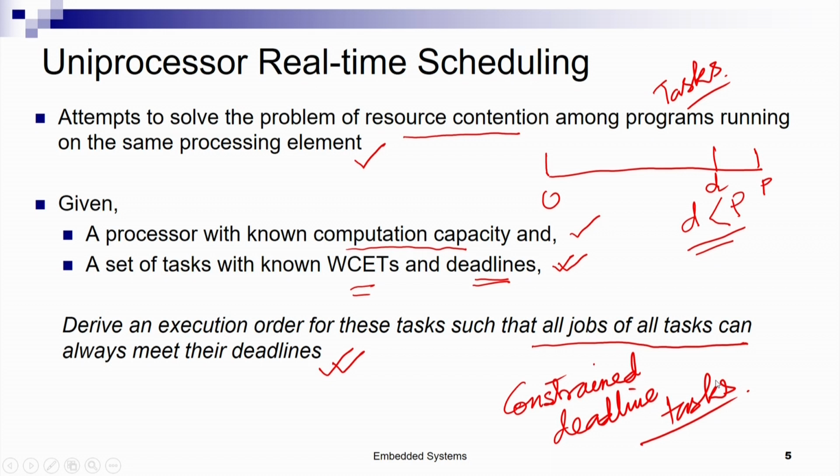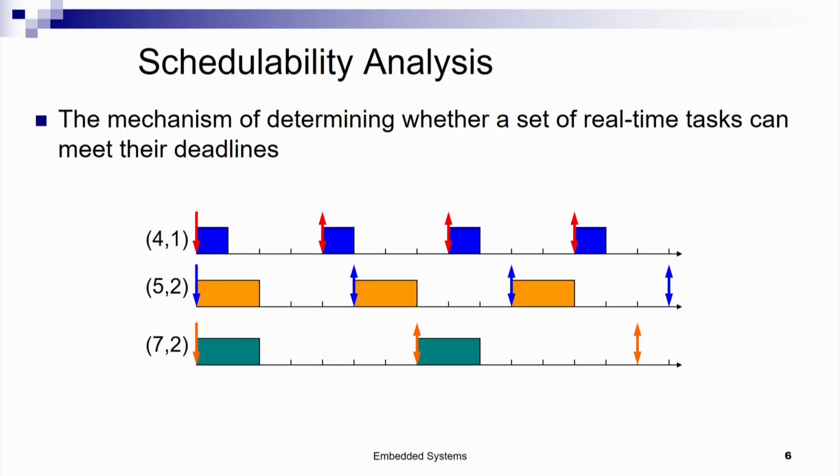So, here in our analysis today, we will look only at implicit deadline tasks in this overview. So, then what is schedulability analysis? The mechanism of determining whether a set of real time tasks can meet their deadlines.